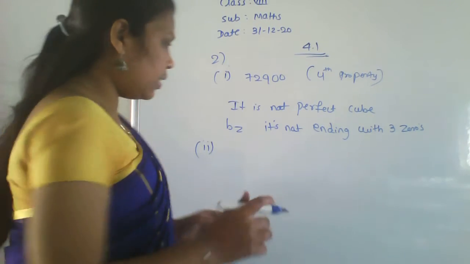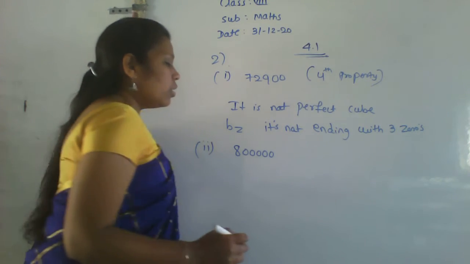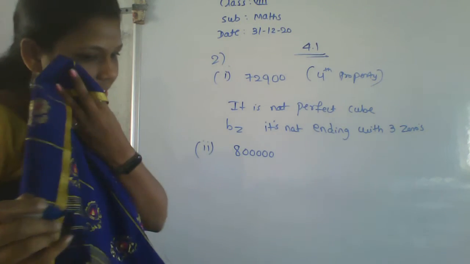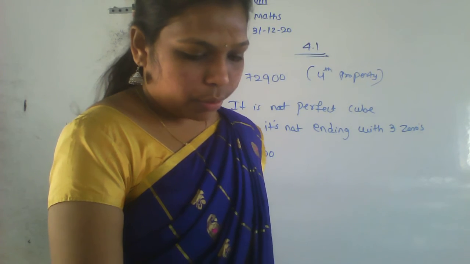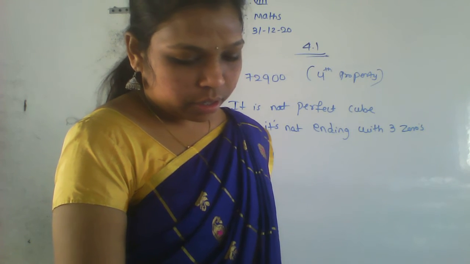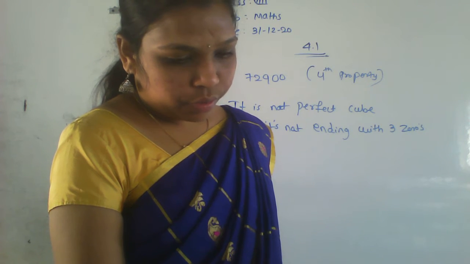8 lakh, right? Okay. Another property says here, use the another property. Which property we have to apply here? It is cube of first number and cube of a number.